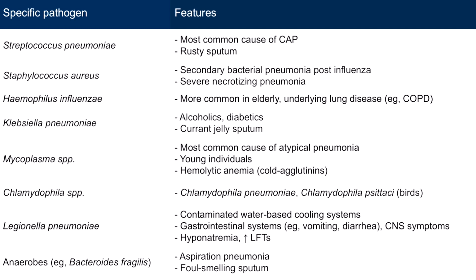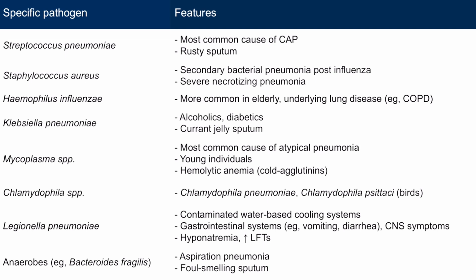Klebsiella pneumoniae, similar to other gram-negative rods, is typically a cause of nosocomial pneumonia. It's mentioned here because it's also a frequent cause of typical community-acquired pneumonia in alcoholics and diabetics, basically those at risk of aspiration. It classically produces currant jelly sputum.